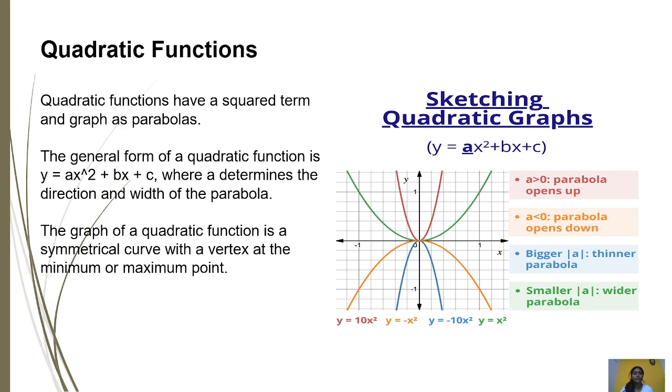So here, when a is greater than 0, the parabola will open up, and if a is less than 0, the parabola will open down. And if the value of a is bigger, then the parabola will be thinner. If the value of a is smaller, then the parabola will be wider.